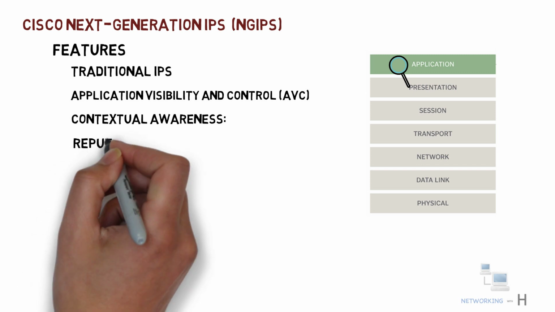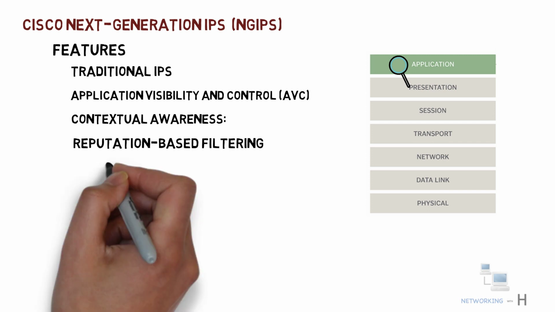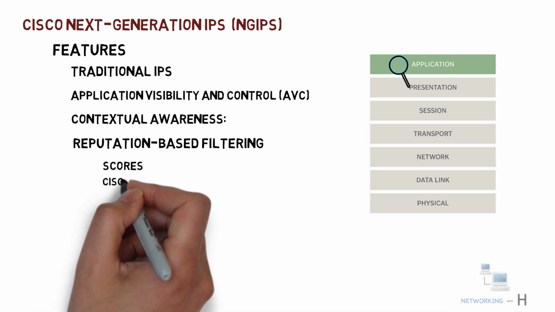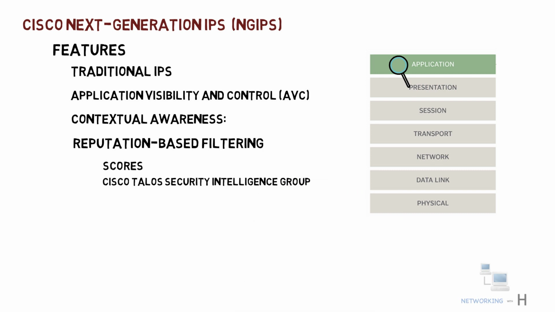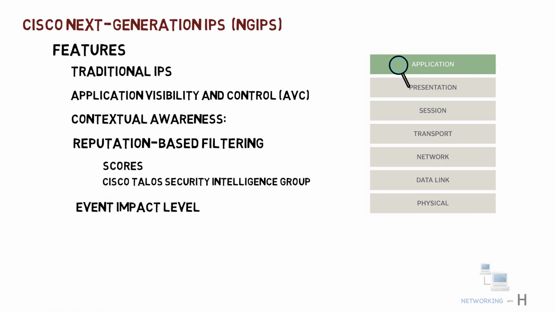The next feature we have is reputation-based filtering. A Cisco NGIPS can perform reputation-based filtering, taking the scores into account, which is again updated by the Cisco Talos Security Intelligence Group. And the last feature we have is event impact level. Security personnel need to assess the logged event, so an NGIPS provides an assessment based on impact levels with characterization as to the impact if an event is indeed some kind of an attack.